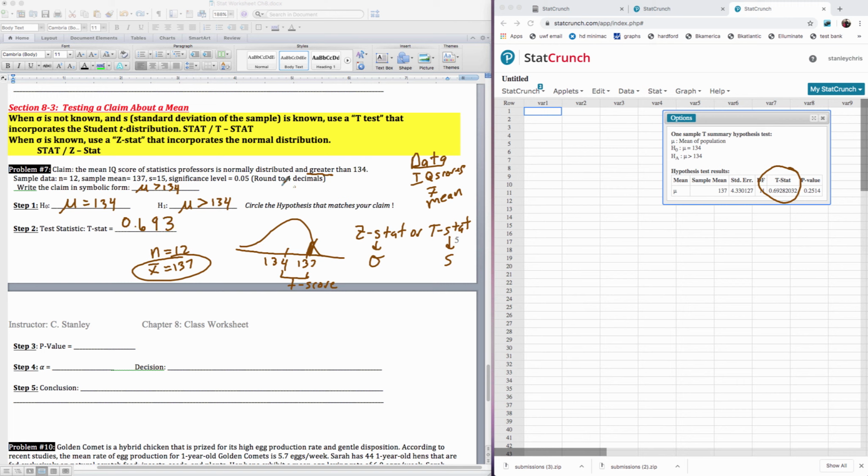I know it says round to 4 decimals, but 3 is fine. The p-value is 0.2514. Our alpha, so significance level, is 0.05. That's what we use to reject the null. So we compare the p-value to the alpha. If the p-value is greater, we're going to fail to reject. If the p is high, the null will fly.